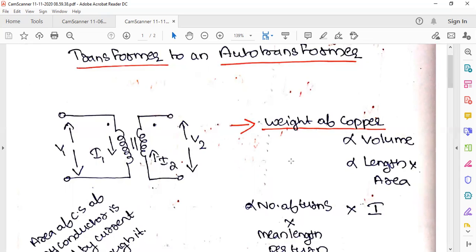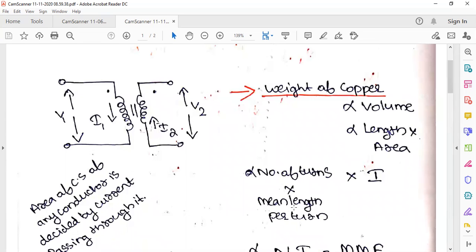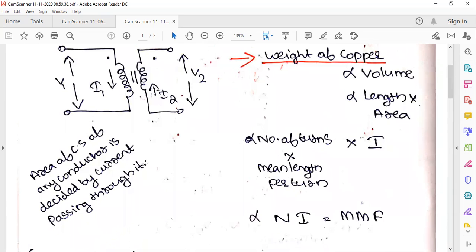So we know that the weight of the copper is proportional to volume. I am talking about the transformer. So weight of the copper is proportional to volume, and you know volume is equal to length into area of cross section. Length we can write as number of turns into mean length per turn, so mean length per turn into number of turns will be the total length. And area of cross section of any conductor is decided by the current passing through it.